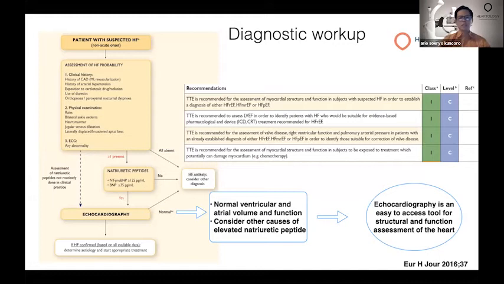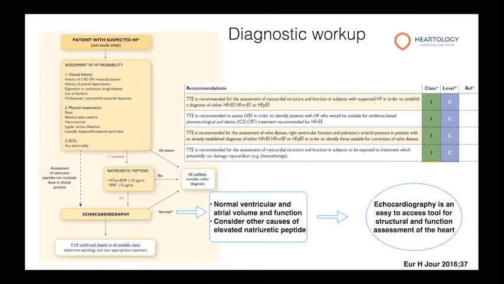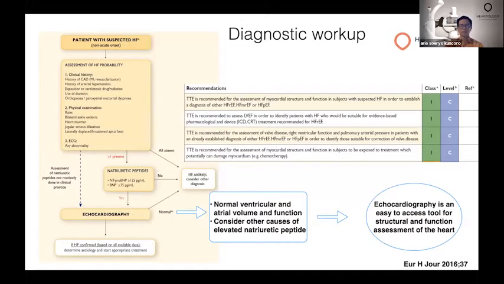And if we look at the guideline from the European society, they put TTE, transthoracic echocardiography, as a class 1 for the assessment of myocardial structure and function in suspected heart failure, to establish the diagnosis of either heart failure with reduced ejection fraction, heart failure with preserved ejection fraction, and also the gray area between reduced and preserved ejection fraction. This is again stressing the importance of the echo in this setting.